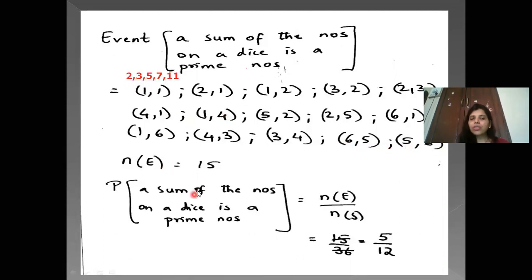Okay. So now number of events is 15 when you count it. So probability that a sum of the number on a dice is a prime number is number of events upon number of sample space, that is 15 upon 36. And when you cancel it, 3 5s are 15, 3 12s are 36. So 5 upon 12. Okay, children. Now we go to the next.